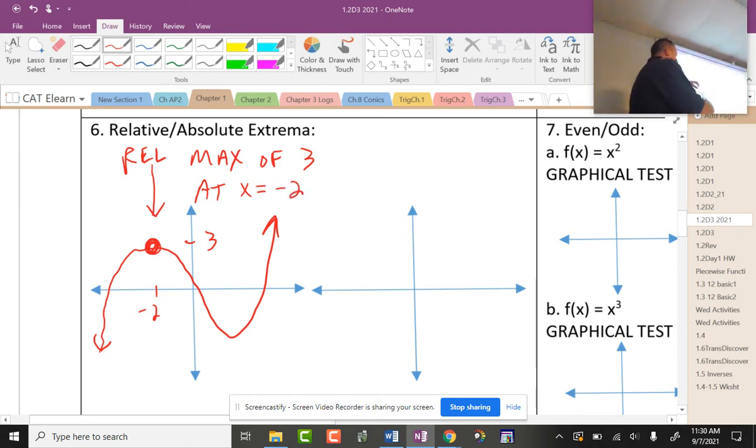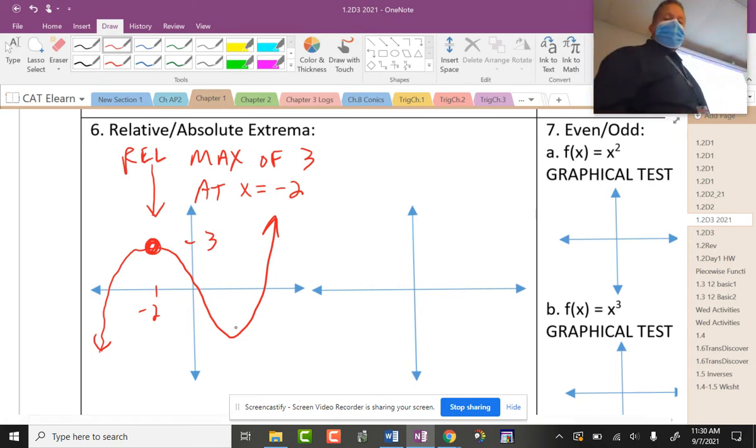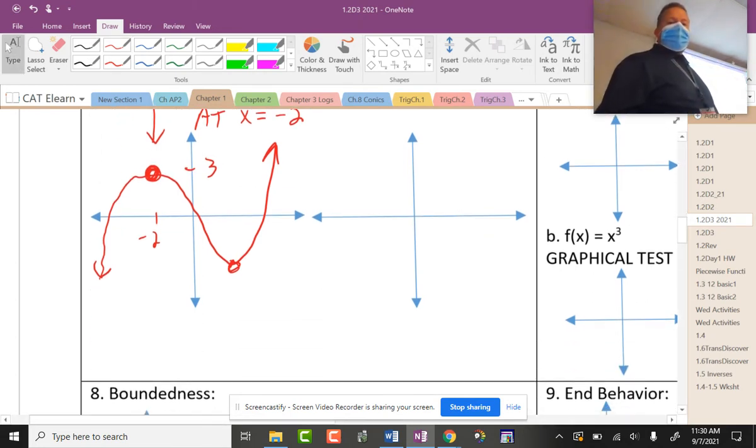I wanted to give some more space so that we could have that listed as such. You don't say the relative maximum is -2, 3. You say the relative maximum is 3. Again, the max is the y value. That's why it's called the max. And it's located at the input of x equals -2. And then, is this an absolute or relative? Relative, because this goes lower. And it's a relative minimum.